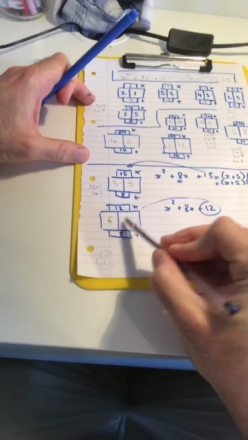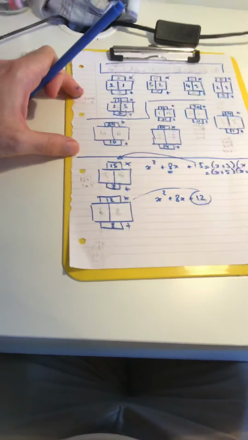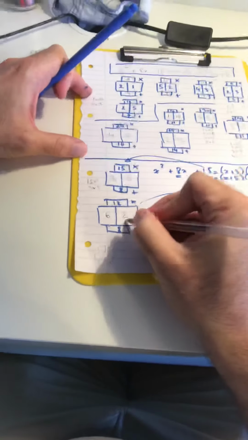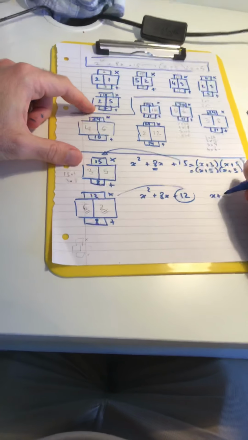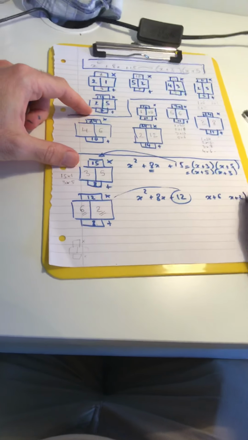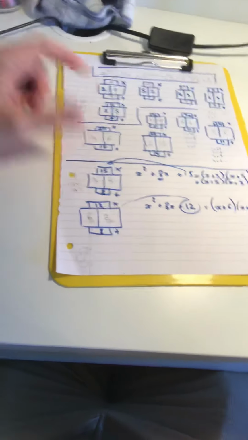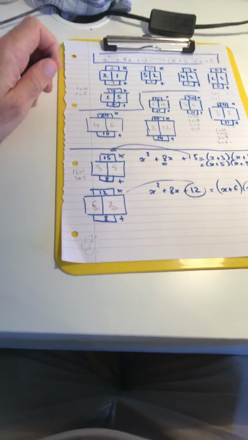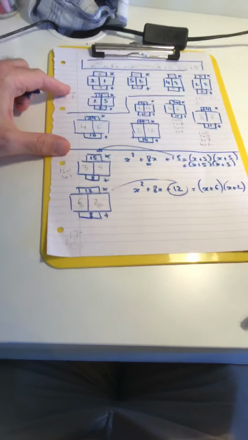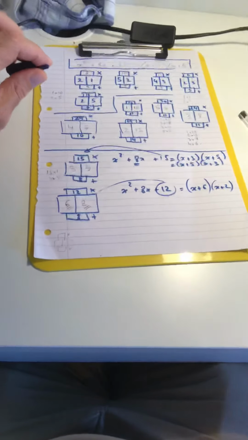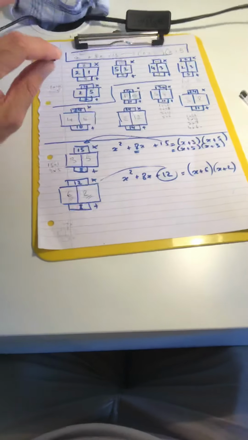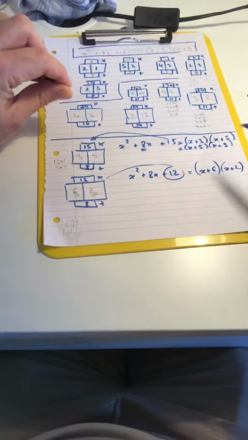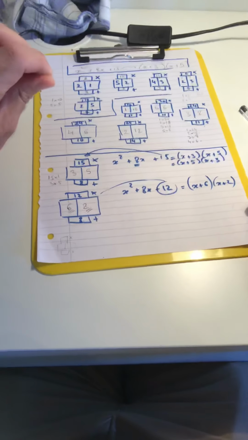Because 6 times 2 is 12, 6 plus 2 is 8. And now I found my two numbers. So I can say it's x plus 6, x plus 2. And that's it. That's all it is. Okay, so let's do one last one, and hopefully you should be happy with it. If you're not, please let me know. Watch the video again, and if it still doesn't help, let me know.